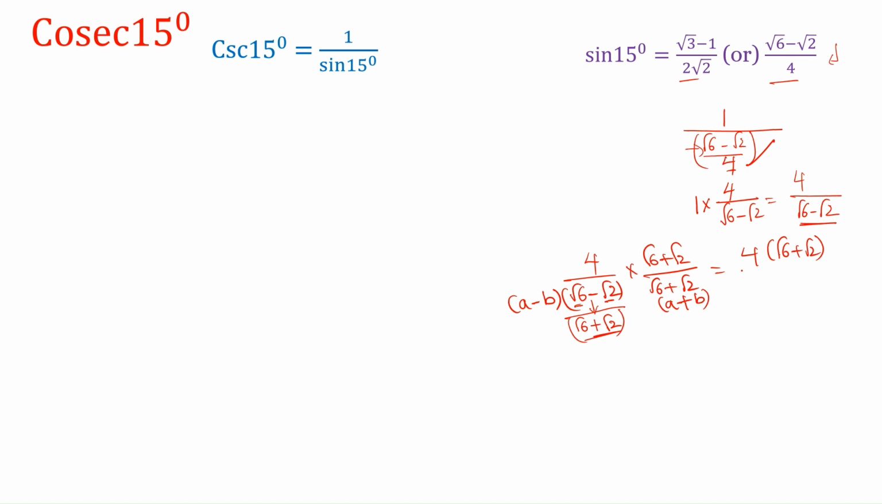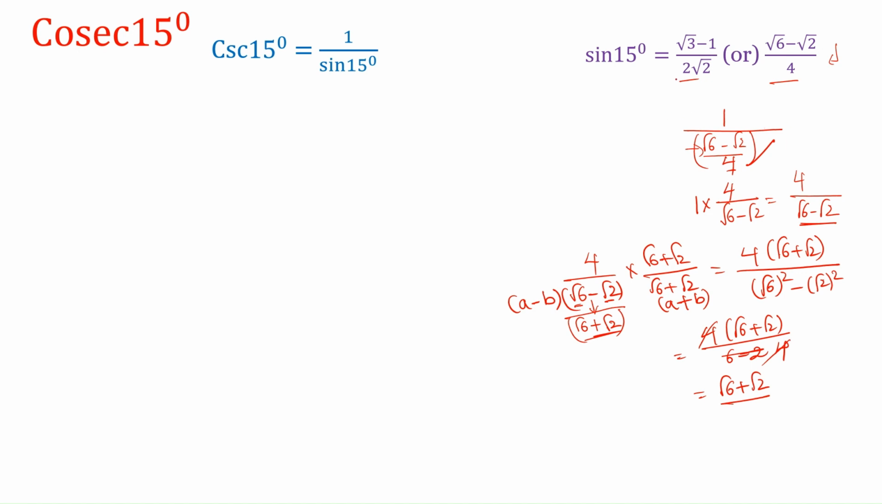A minus b into a plus b is a square minus b square. A is root 6 whole square minus b is root 2 whole square. Now the numerator we'll write as it is. And in denominator, root 6 whole square is 6 minus root 2 whole square is 2. So this will be like 6 minus 2 is 4. A 4 and 4 will get cancelled, resulting in root 6 plus root 2 as the value. This would be the value of cosecant 15.